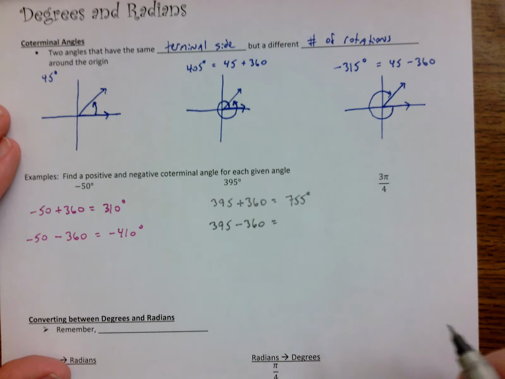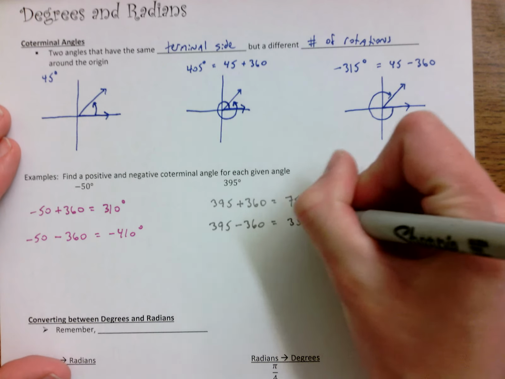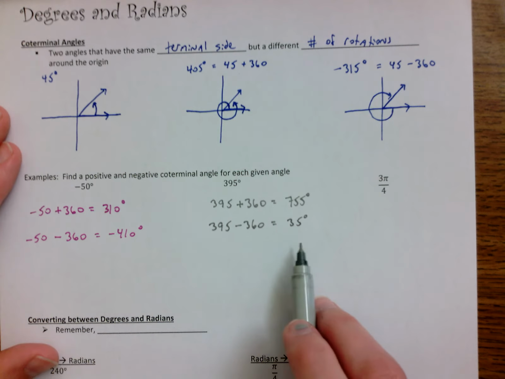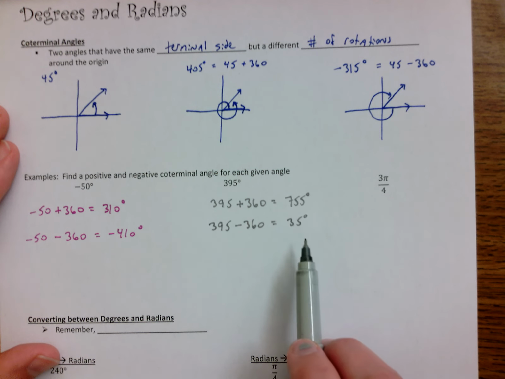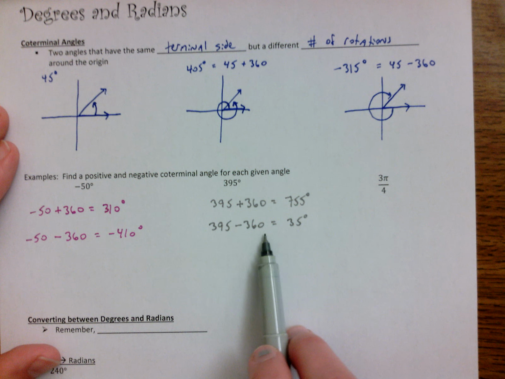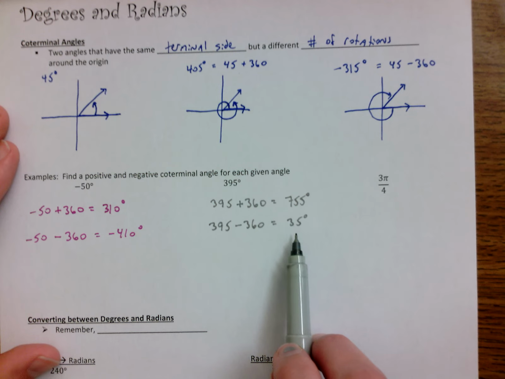And now here's the most common mistake that I see here. When you subtract this, this is 35 degrees. Is 35 a positive number or a negative number? It's a positive number. So what I have so far is two positive coterminal angles. I don't have a negative coterminal angle yet. The fact that you subtract a loop of the circle does not necessarily mean you're going to get a negative coterminal angle.